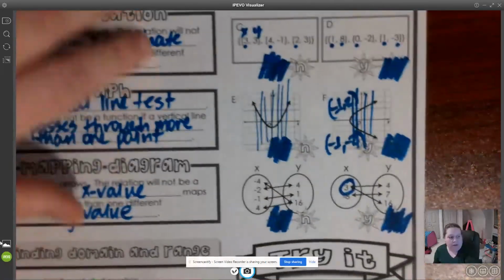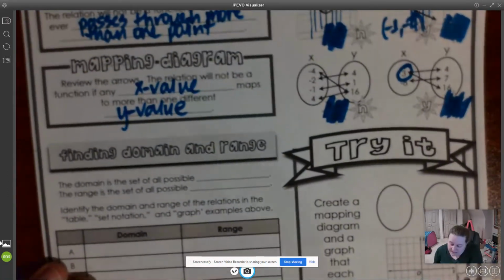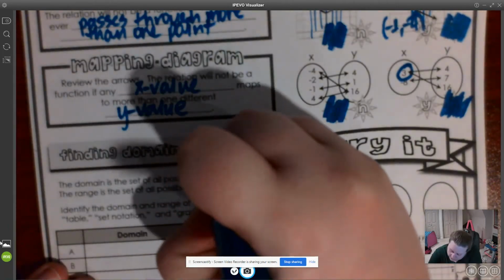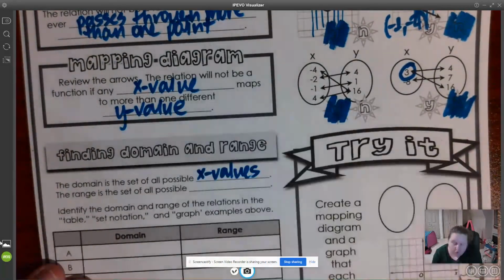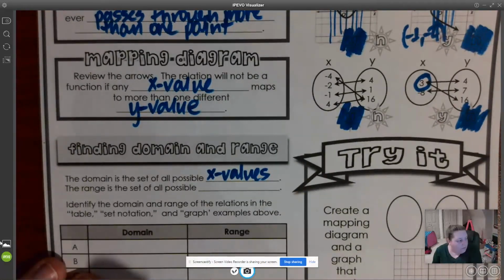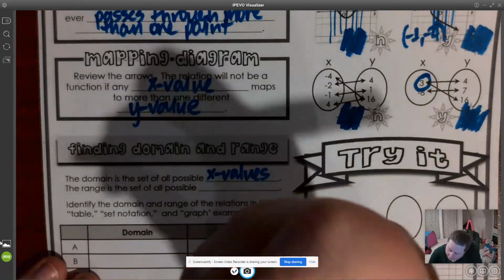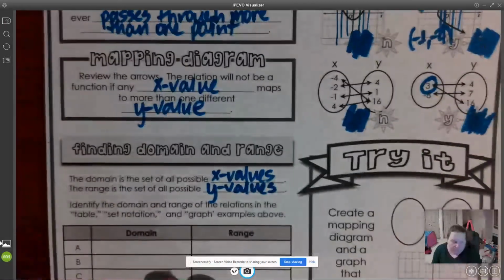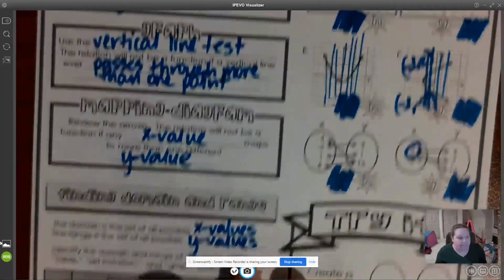All right. So as a reminder, the domain is the set of all possible x values, or input or independent variables. The range is the set of all possible y values, okay? Just a review from yesterday.